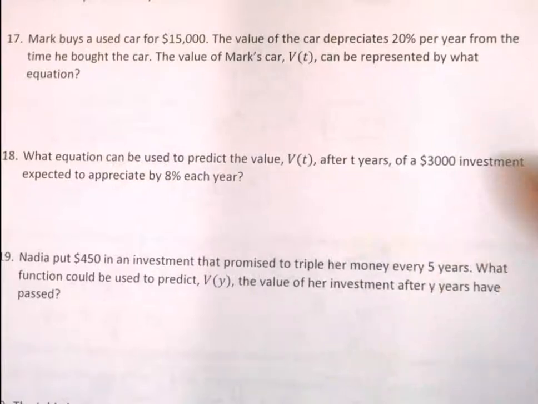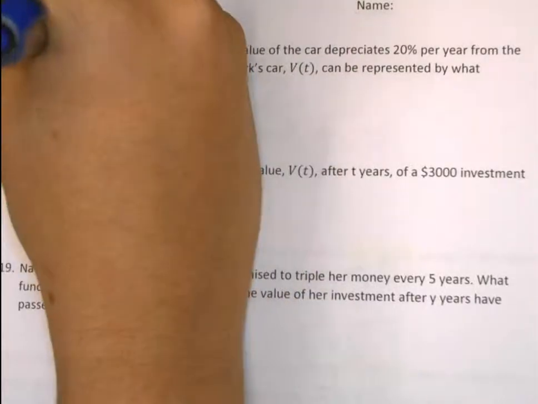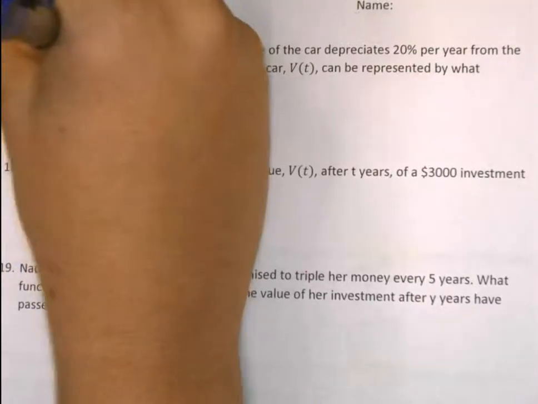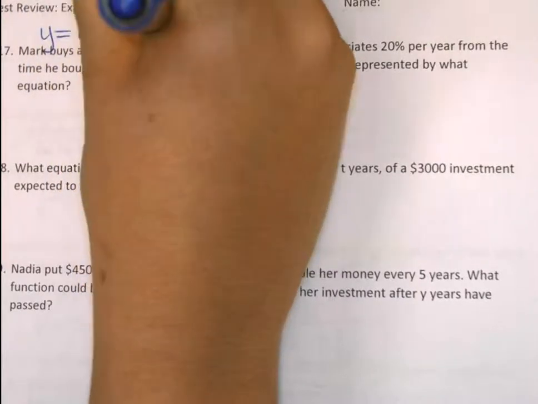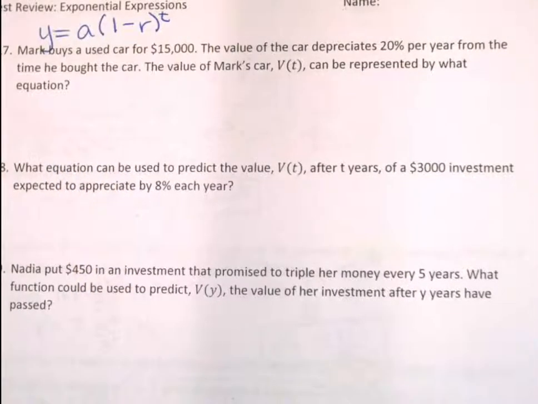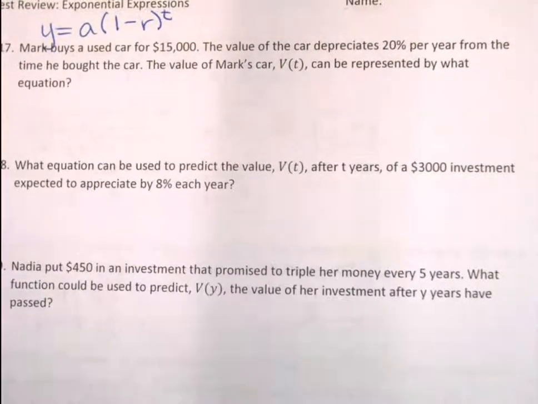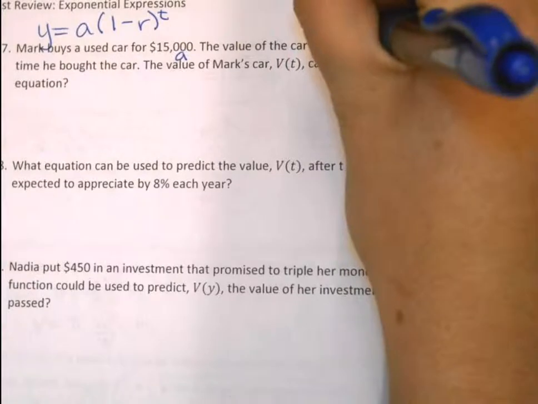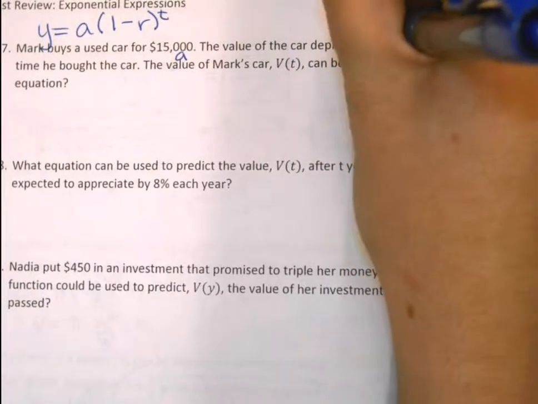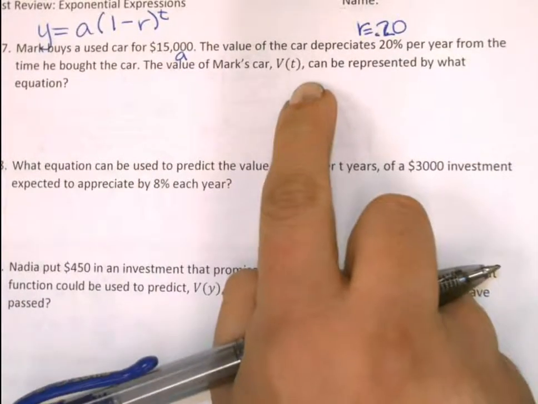This one, he's buying a car and it says it depreciates. So for this one, we're going to use the exponential decay equation, which is y equals a times 1 minus r to the t exponent. Decay has a subtract because it gets smaller, and subtraction also makes it smaller. So I read through this problem and it tells me he buys the car for $15,000. That's the initial amount. It depreciates at 20% a year, which is going to be 0.20 as a decimal. And it wants us to write the value of his car as V of t.